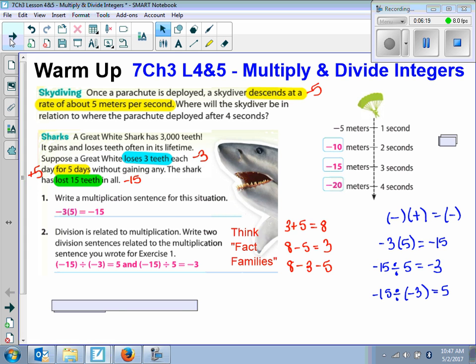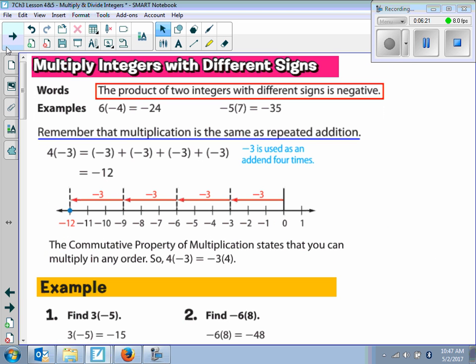Okay? All right. So let's continue with multiplying integers with different signs. Now, on that warm-up, we just figured it out. The product of two integers with different signs is negative. So we know that a negative times a positive is equal to a negative. Okay? If you want to write these symbols down, that would help.